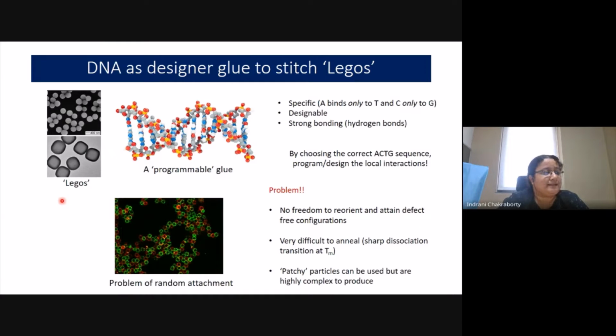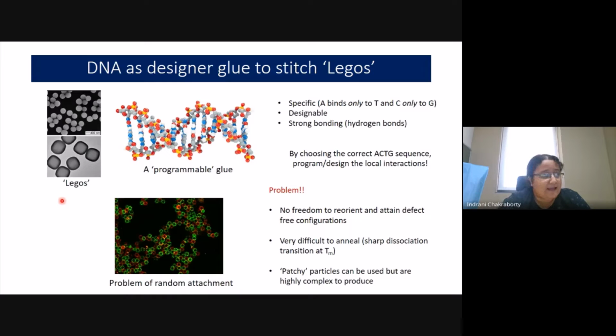Now, DNA proves to be an excellent candidate for that glue, for the programmable specific glue, as the nucleotides in the DNA molecule have very specific interactions. For example, adenine can only bind to thymine and cytosine can only bind to guanine via hydrogen bonds. Also, at the present time, DNA molecules are completely designable and the physicist just has to provide the particular sequence that he requires to the companies and they will design those DNA molecules with high purity. By choosing a particular sequence of these nucleotide bonds, the interactions between two DNA strands can be programmed or designed in the entire range from attractive to repulsive and anything in between.